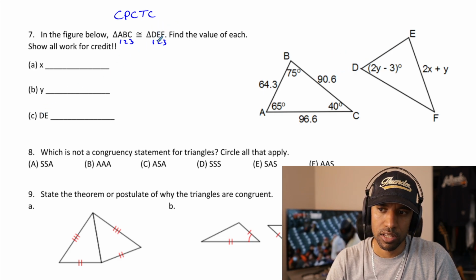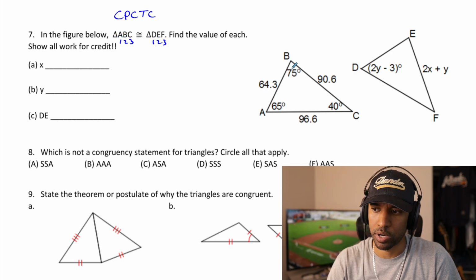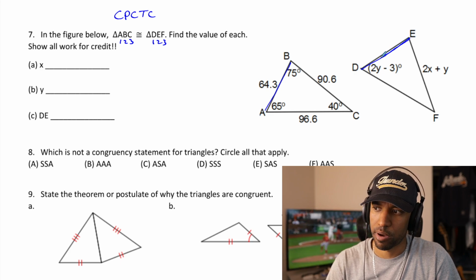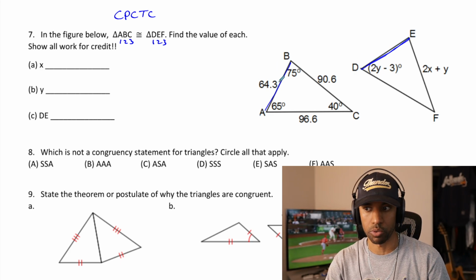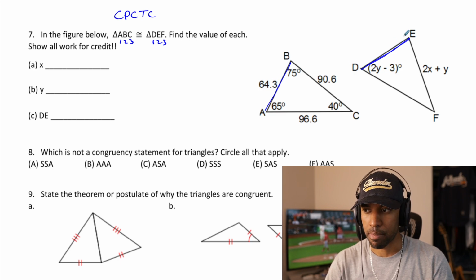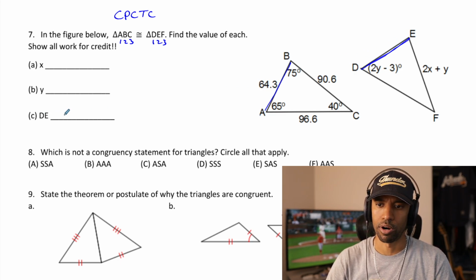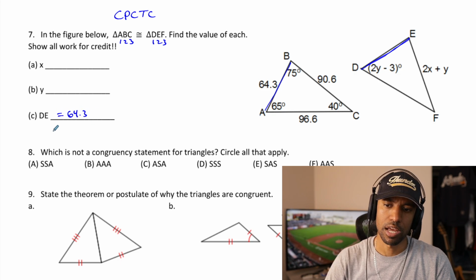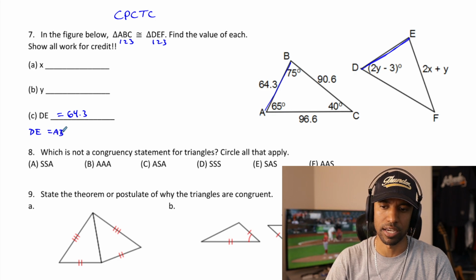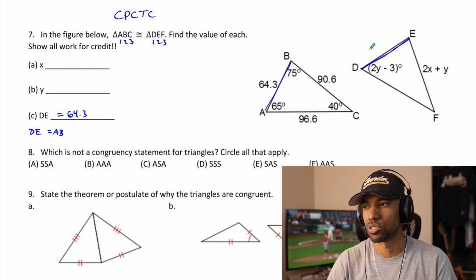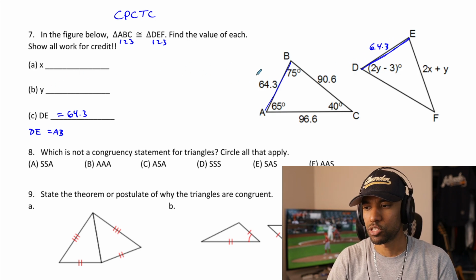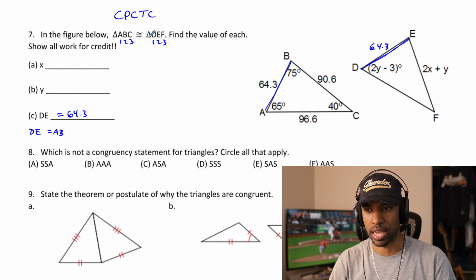Segment DE, let's go in reverse. Segment DE, letters 1 and 2. Segment AB, letters 1 and 2. This AB corresponds with DE, and corresponding parts of congruent triangles are congruent. That means that DE's measure is also 64.3. Not much to say other than the fact that it's equal to AB as far as lengths go because they correspond. Okay, so also 64.3.